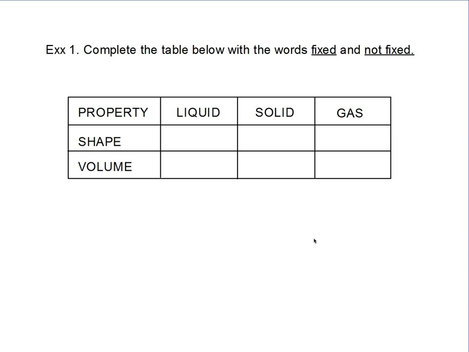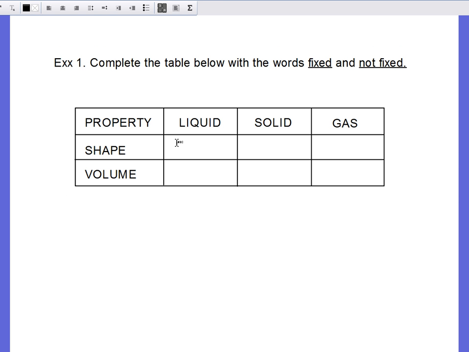Okay, welcome back. Now clearly for the shapes with the liquid, as I stated earlier, the shape is what? Not fixed. So let me put it in, drag it into the middle. What about the volume? What you pour is what you get. It is fixed. For solids, they are both fixed. Fixed shape and fixed volume. So they are both fixed.